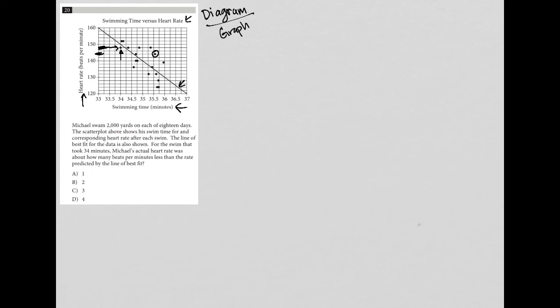So for the 34 minute mark, his heart rate was at 148, but the line of best fit is here at 150, right? Then it was just 2 beats per minute off. So therefore the answer here is choice B. The line of best fit would say that a swimmer swimming 34 minutes should have a heart rate of 150 beats per minute, but Michael actually had a heart rate of 148, so it's off by 2.